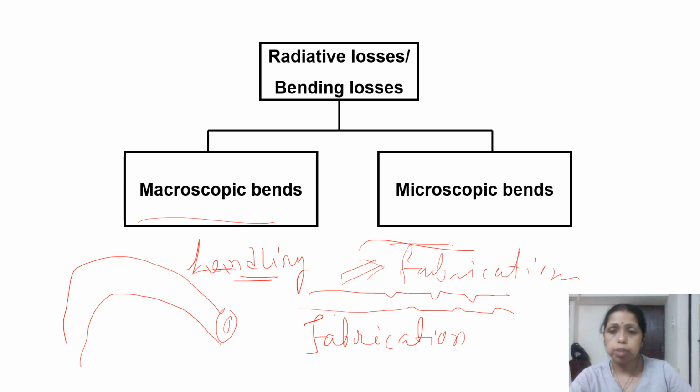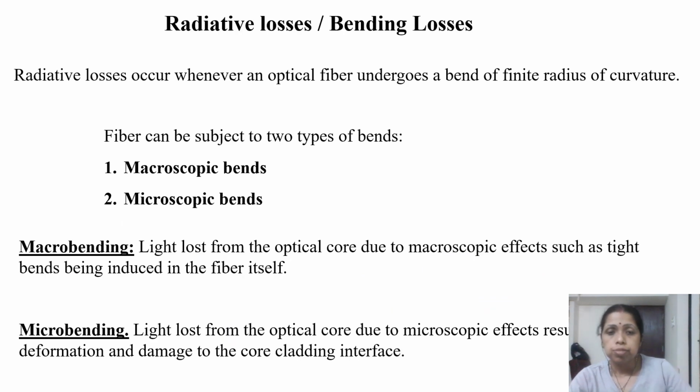During handling, this may happen. So macro bending, I told that macro bending is due to the macroscopic effect, suppose bend of the fiber during handling. Macro bending is related to optical core due to the macroscopic effect like deformation and damage in the core cladding intervals. Due to that, the macro bending may happen.